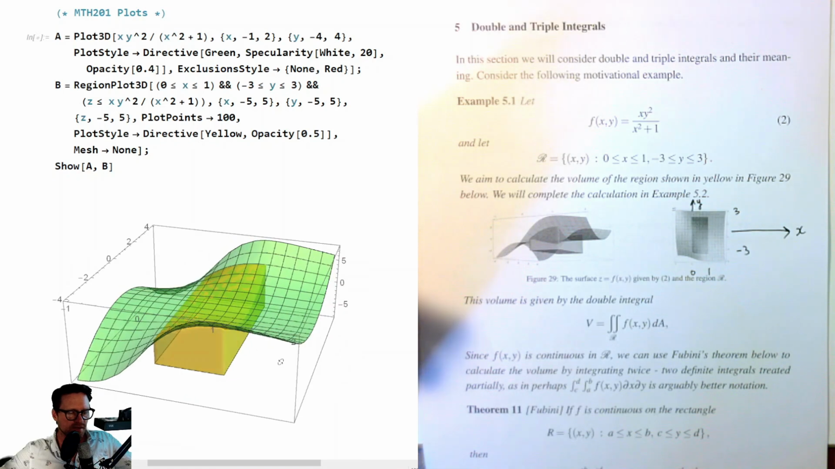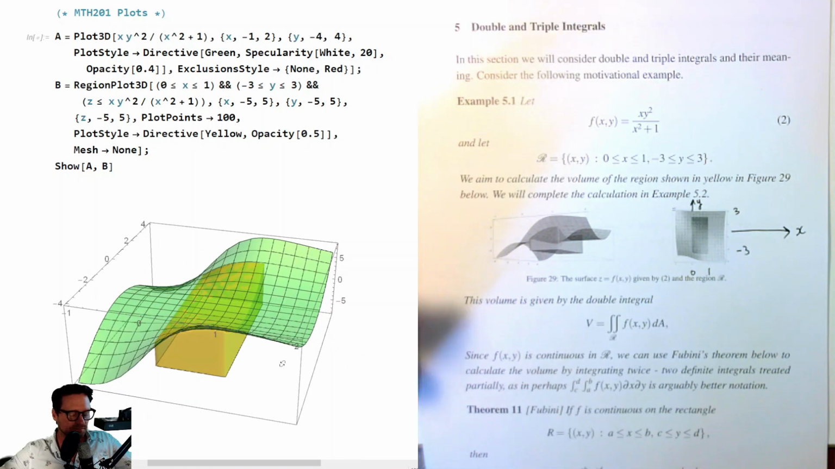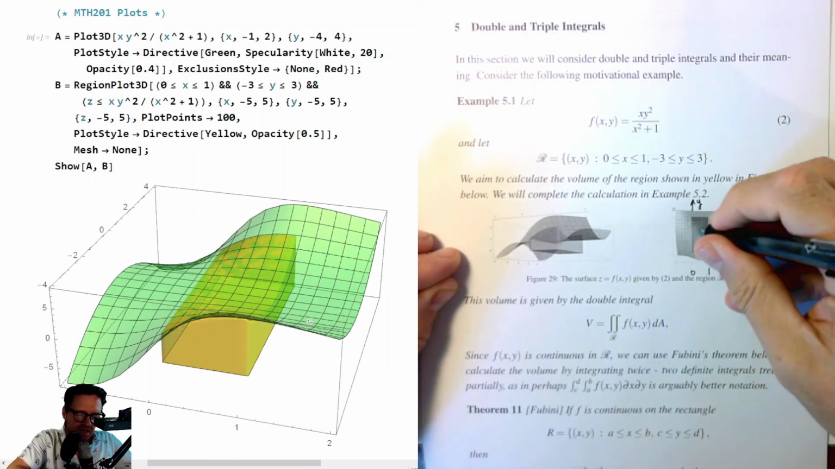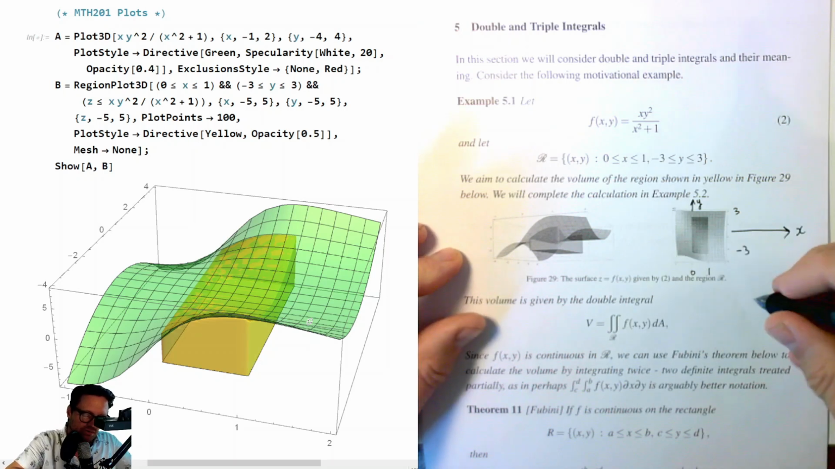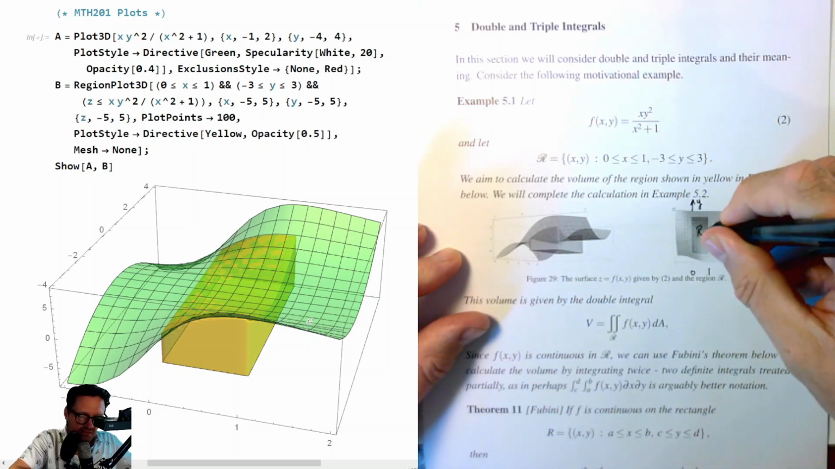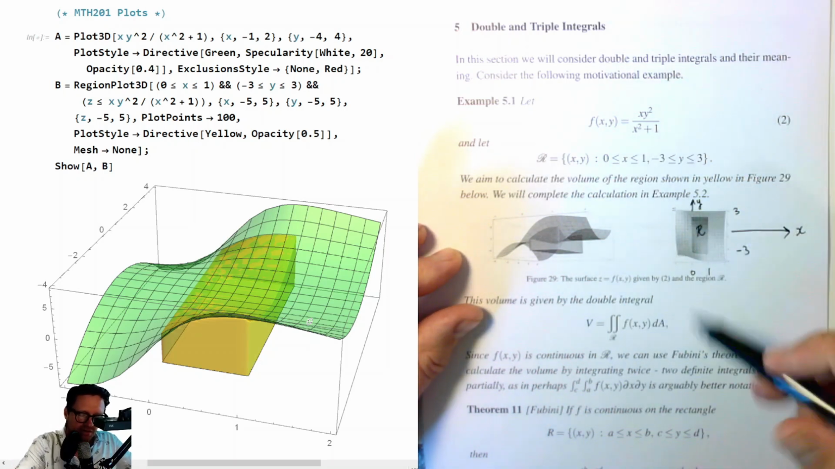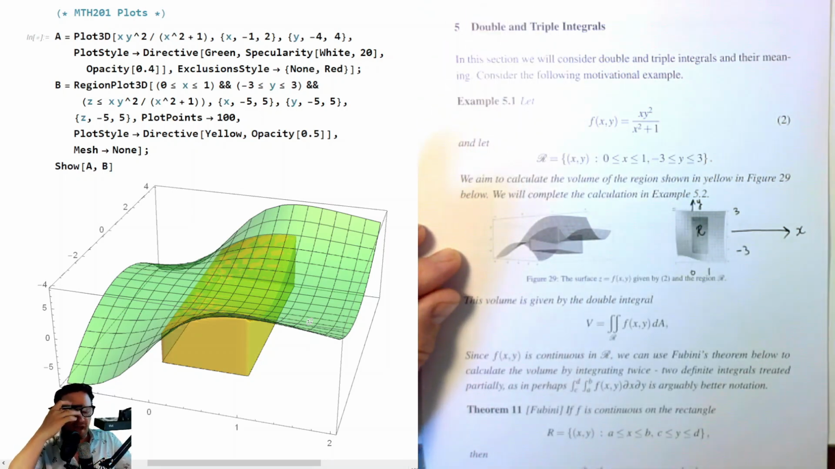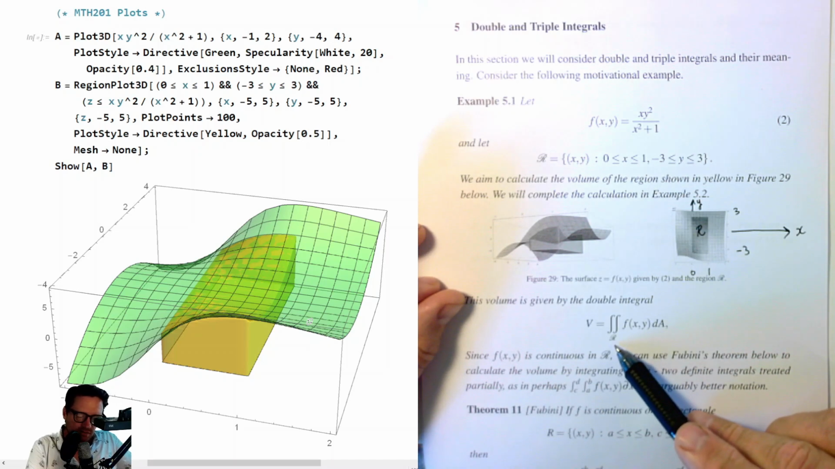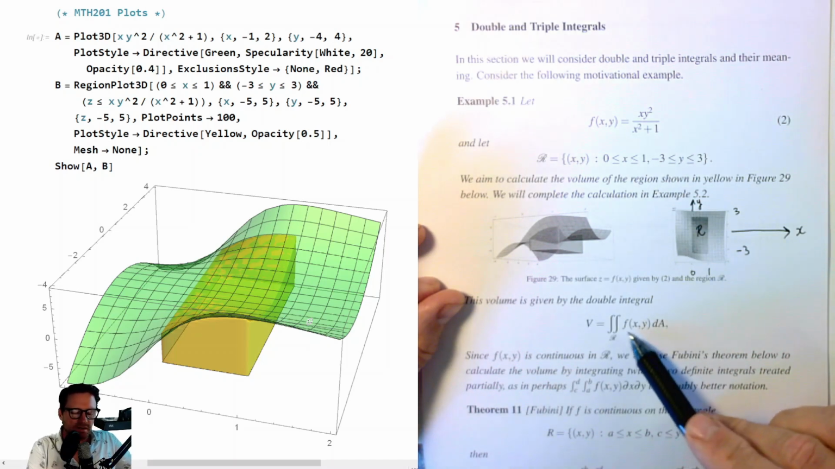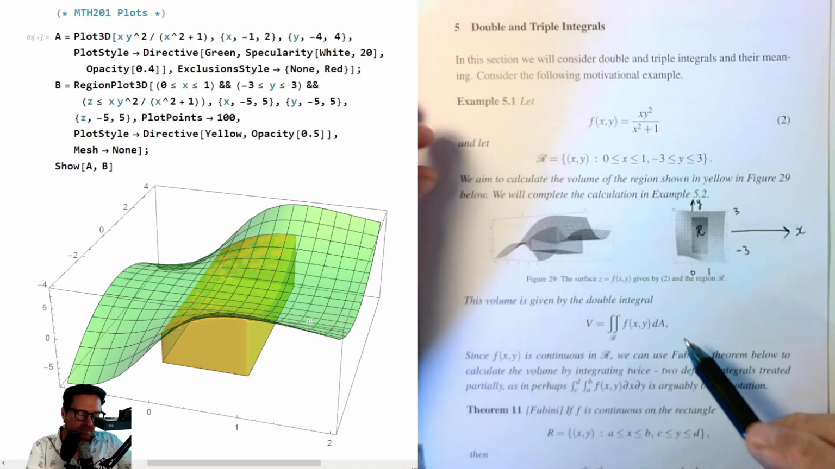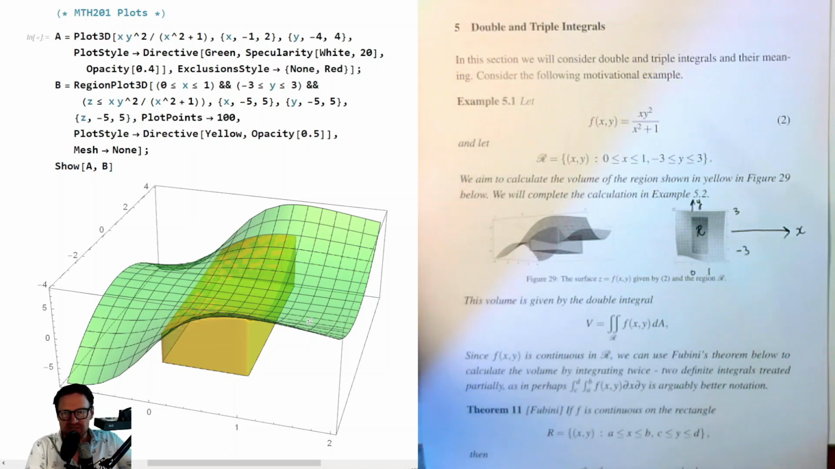Okay, and so how you do that is with a double integral. So if this inside here, from the top view, is the rectangular region R, we're calculating the volume of that solid-looking yellow piece inside, as a double integral over the region R of f of x y dA. Now dA is an infinitesimal piece of area.